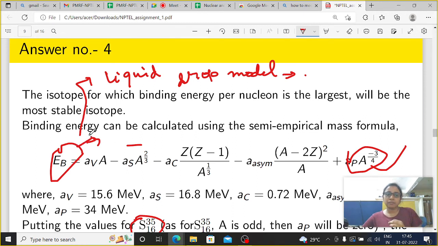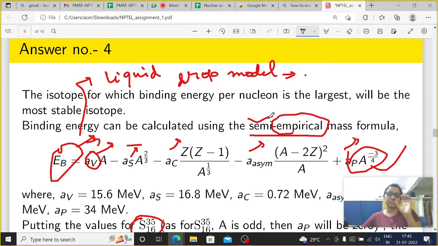So in EB, the experimental part comes from aV, aS, aC, a asymmetry and aP. These coefficient values come from experiment, and that's why it is called semi empirical. Semi empirical means theory is obviously there, and the empirical parts, that means experimental parts, come from the aV, aS, aC, a asymmetry and aP coefficients. So that's why it is called the semi empirical mass formula.